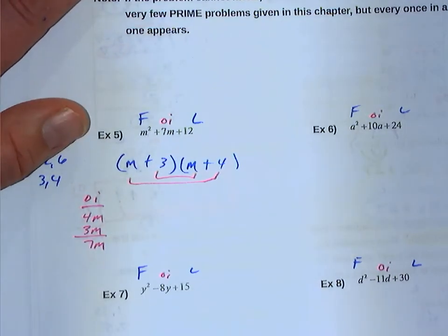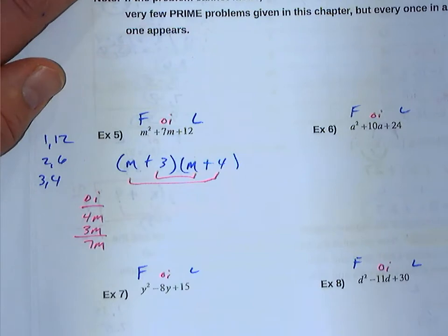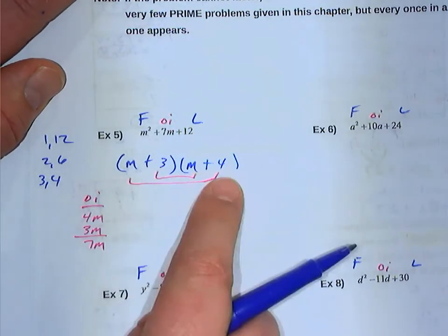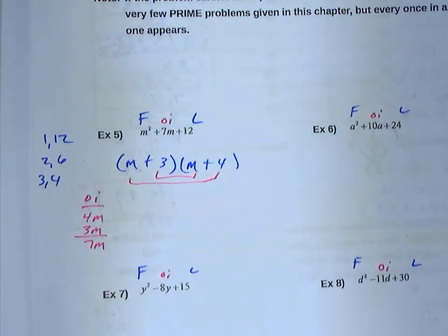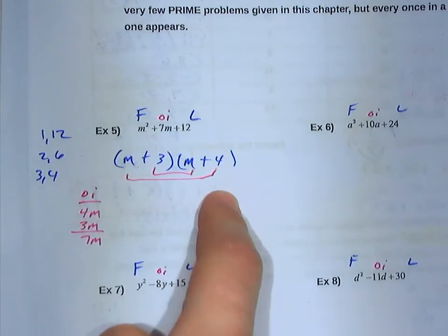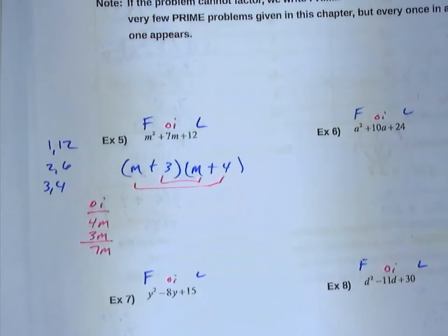Okay? Yes, sir. What if I switch the 4? If you had 4 here and 3 here, totally fine. It kind of goes back to the idea of multiplication. 2 times 6 is the same thing as 6 times 2. So m plus 3 times m plus 4 is the same thing as m plus 4 times m plus 3. That's totally fine.